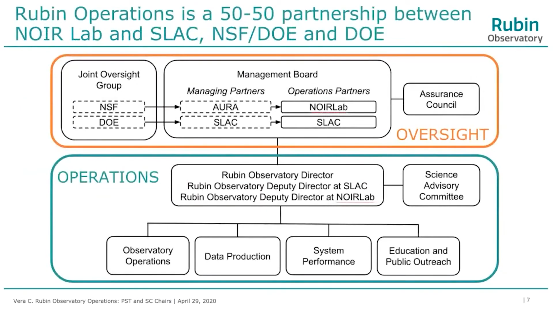Okay, so things that you should know. Rubin Operations is a 50-50 partnership between NOIRLab and SLAC, also NSF, so I should say NSF/Aura, sorry, and DOE. So in pictorial terms, you can see here that there's an operations team that has some internal structure to it that I'll describe. And we have an oversight system based around a management board, which provides a forum for Aura and SLAC to talk to each other, the NOIRLab director and the SLAC director to be in the same room solving problems for us together. They're connected to this joint oversight group, which is the DOE and NSF. We're already meeting with the joint oversight group on a weekly basis, and Aura and SLAC, NOIRLab and SLAC are invited to that.